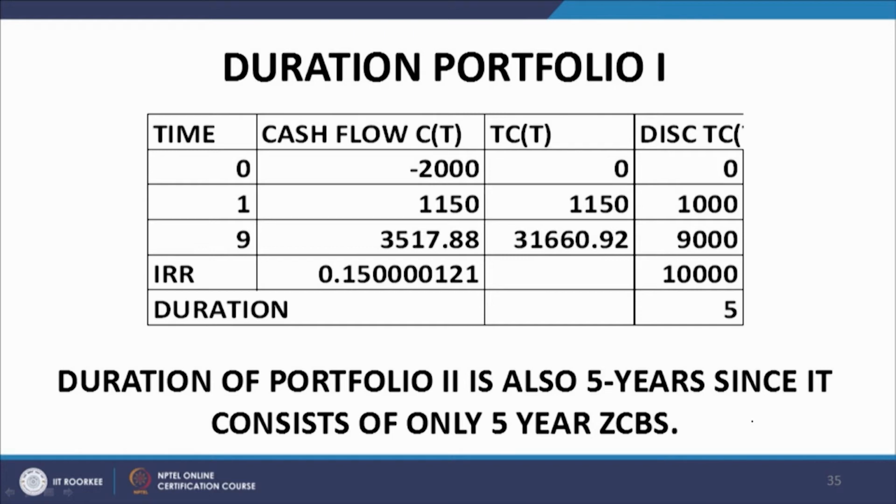If the initial price is 1000, maturity is 1 year and YTM is 15%, naturally the maturity value of the bond will be 1150. Similarly, if the initial price is 1000, maturity is 9 years and the YTM is 15%, then the maturity value of the bond will be 3517.88. So, that is how these figures are obtained.